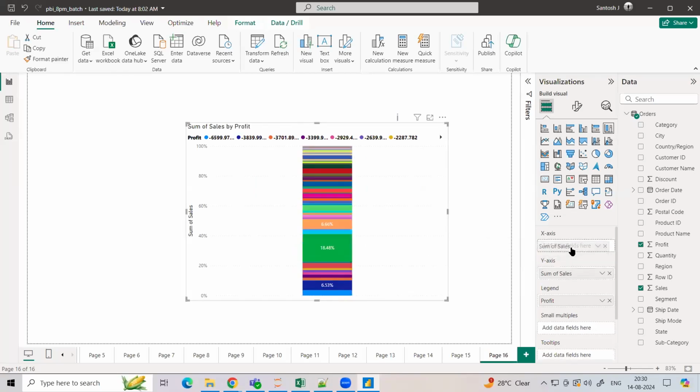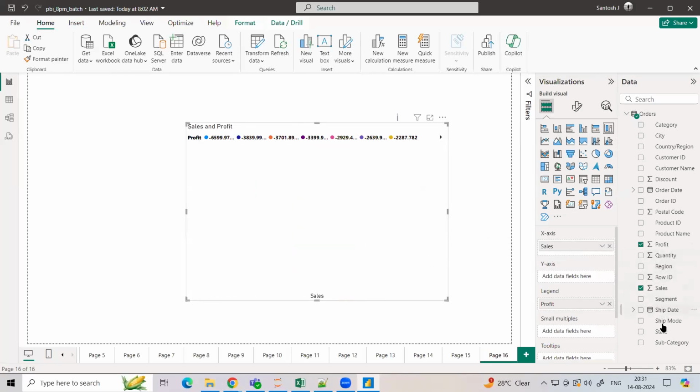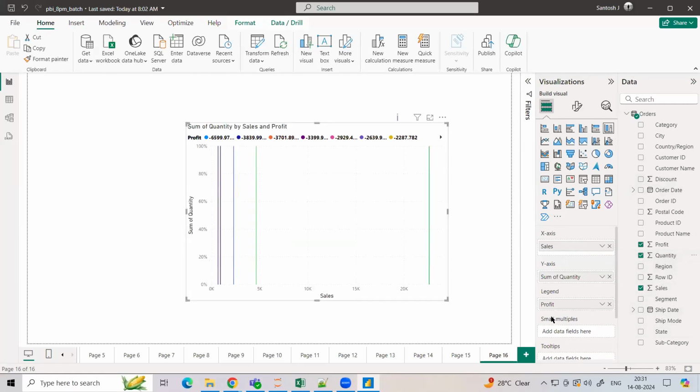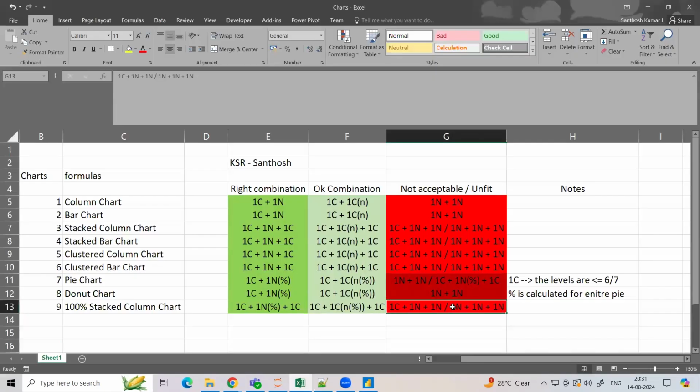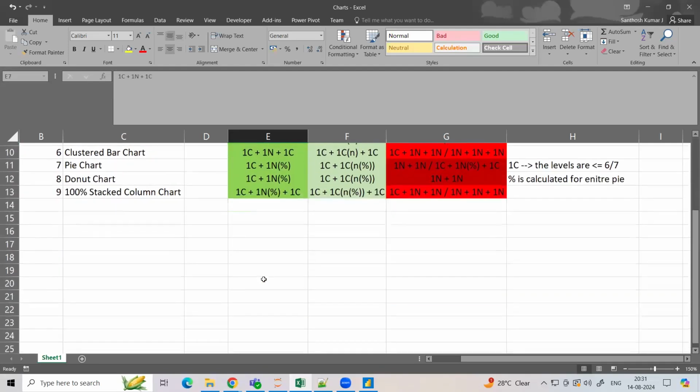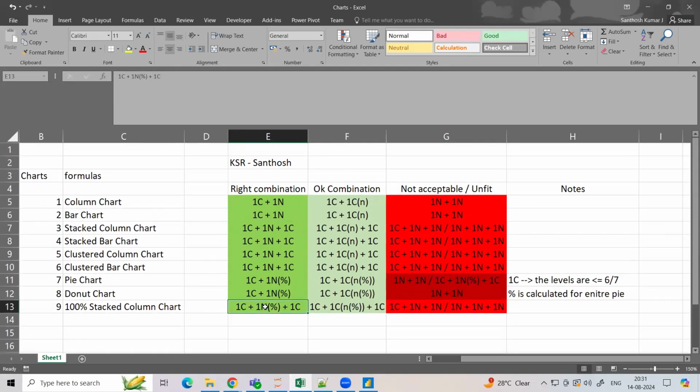So let's take another one. Let's take some quantity. That is also a number. So all three are N, N, N. That is also ruled out. Whether you give it in percentage or you don't, this is gone. So I would say the stacked column chart and the 100% stacked column chart are very simple. Only the thing is it is giving you in the form of a percentage.